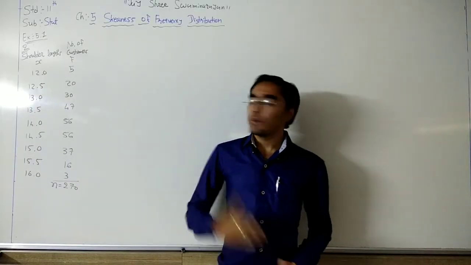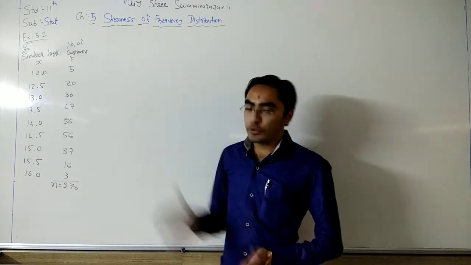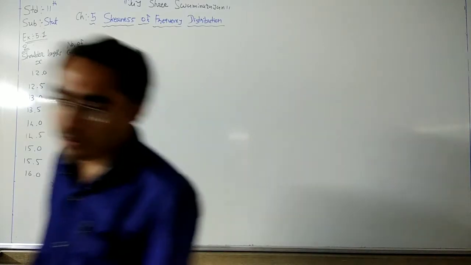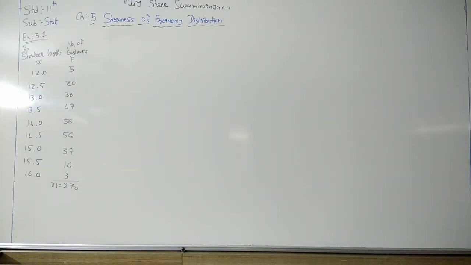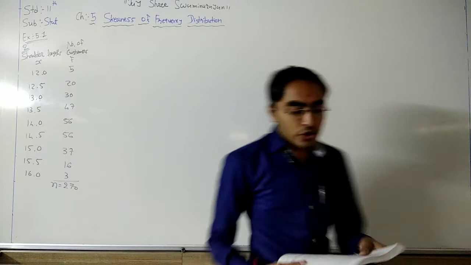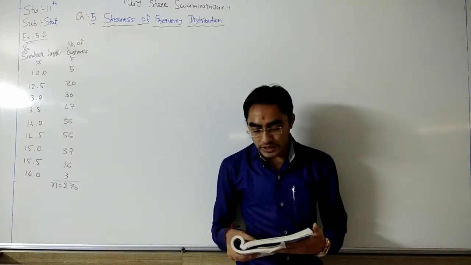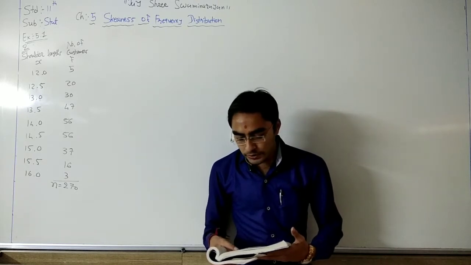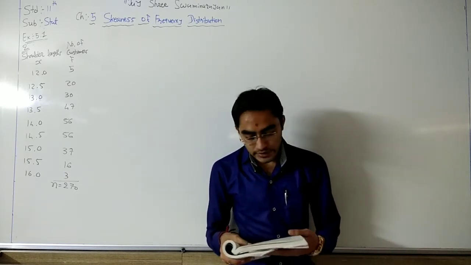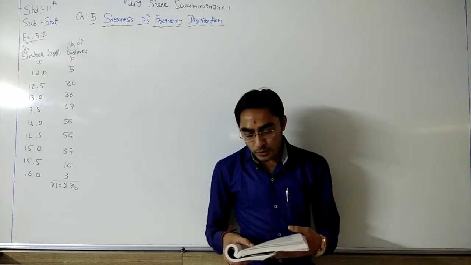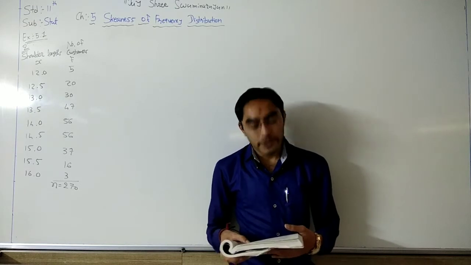Now let's move forward. Exercise 5.1, question number 2. First of all, read this question. In question number 2, the following distribution shows purchase of t-shirts by 270 customers according to the shoulder length in each. Find Karl Pearson's coefficient of skewness from this data and interpret it.